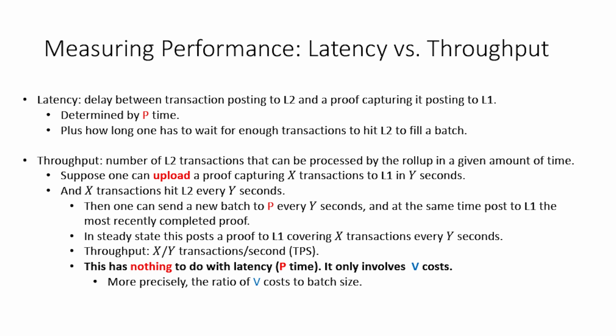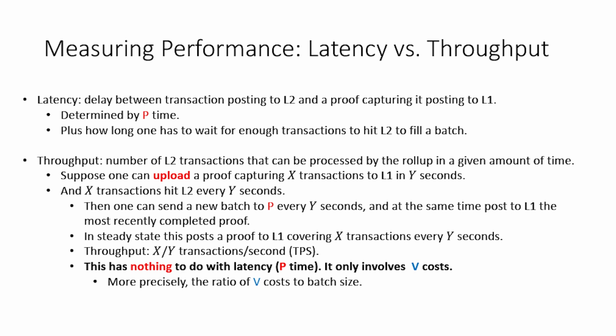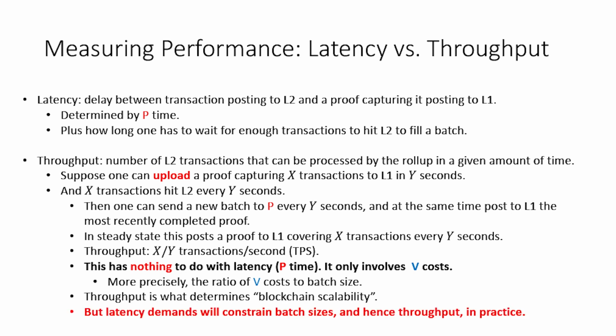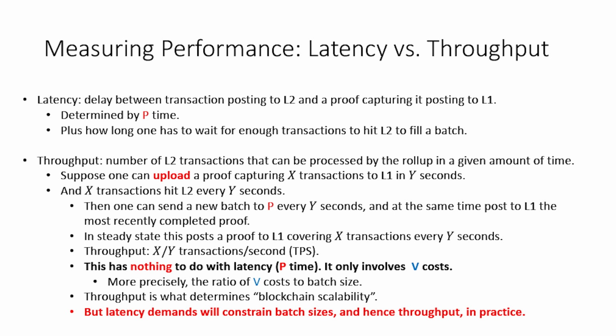But it says absolutely nothing about latency. The prover could have taken a year. After a year, this pipelining has started posting to the L1, and from that point on they're year-old transactions, but they're getting posted at a very high rate on L1. Throughput is what determines blockchain scalability, meaning how many transactions are getting summarized on the chain every second. But latency demands will ultimately constrain the batch sizes. People aren't going to wait a year, just as an extreme example.